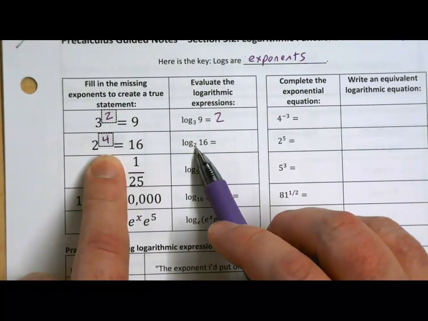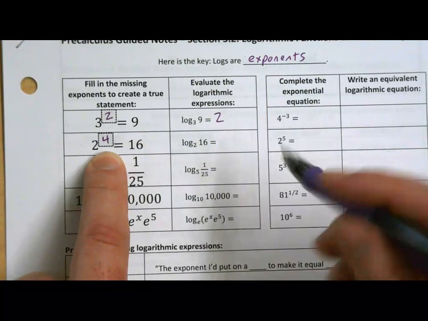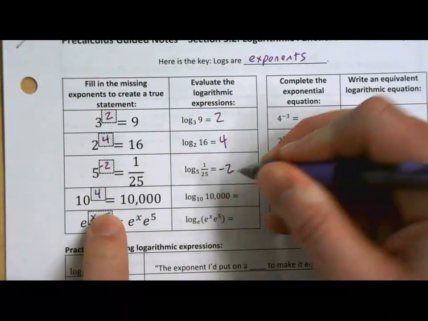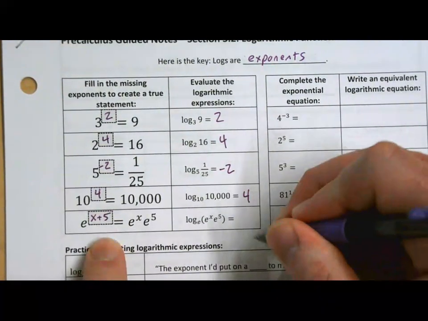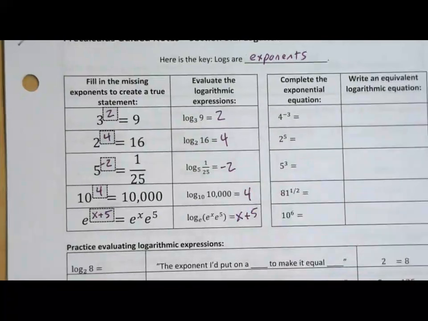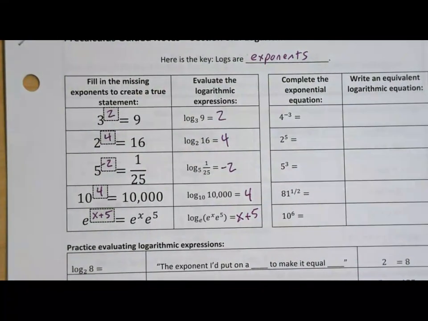Here, what's the exponent that I could put on a base of 2 to make it equal to 16? The answer is 4. All of these exponents that we came up with are the answers to these questions because these are logs, and logs are what again? Logs are exponents.